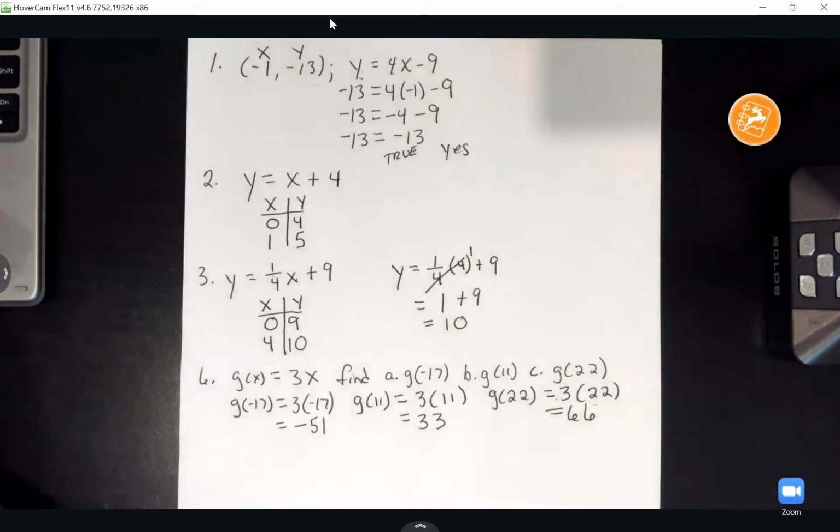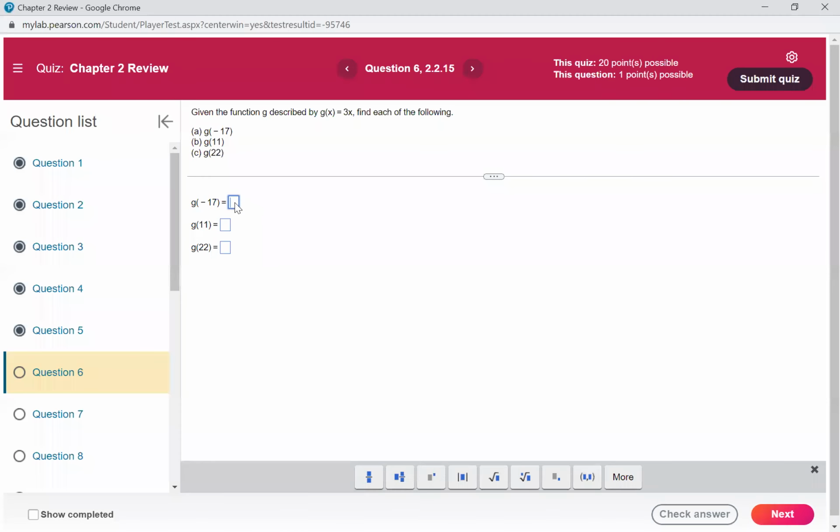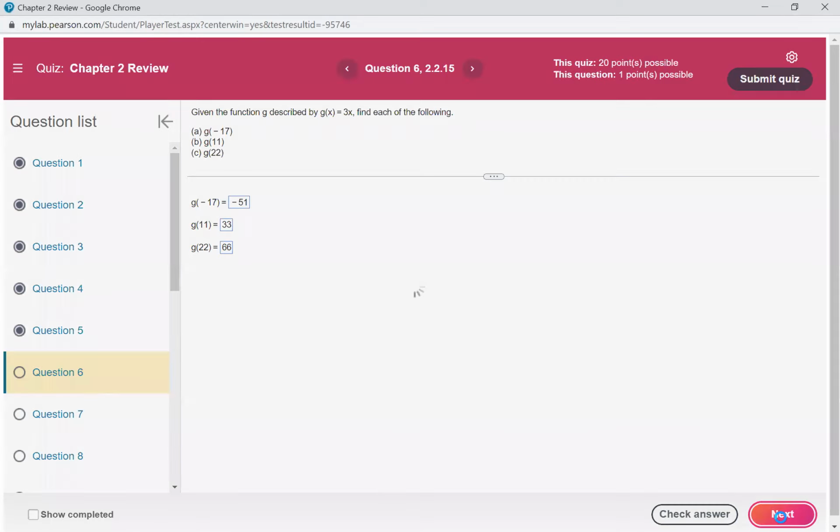So let's see. I think they just want us to put in our 3 answers here. So negative 17, we got a negative 51. For 11, we got 33. And then when g had an x of 22, we got 66. All right, then we hit next.